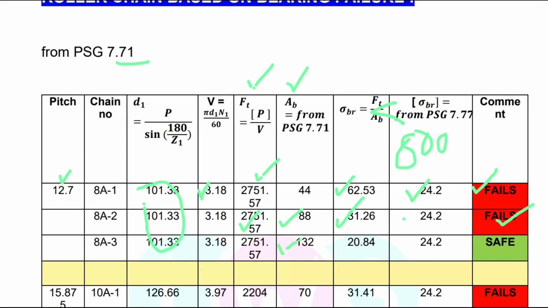So next, at the third column we will select this AB value and this FT value. Okay, so you will get 20.84, which is less than 24.2, and it is safe. But in this column, all three should be safe, then only select that. If any of these fail, then this will be rejected. So this is rejected, as here two all fail, so this will be rejected.